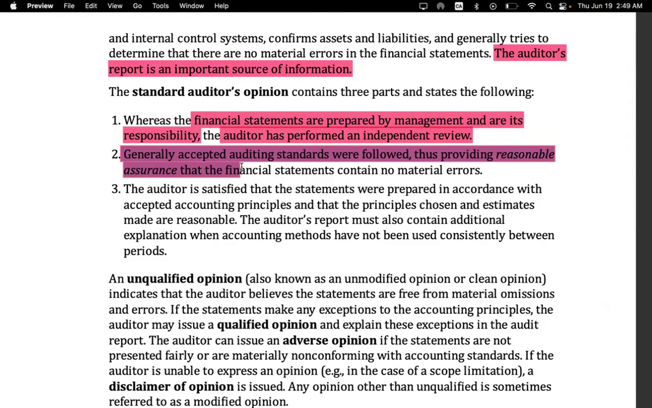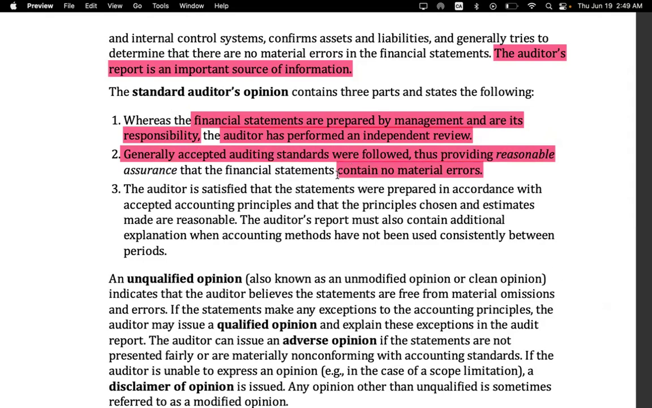Sorry, not GAAP, generally accepted auditing standards, not generally accepted accounting principles. Generally accepted auditing standards were followed, and reasonable assurance can be provided that the financial statements contain no material errors. So 2 points here. Accepted accounting standards were followed, no material errors.